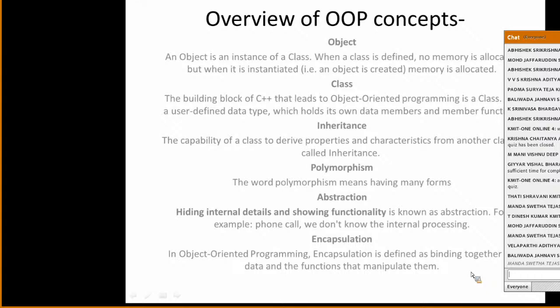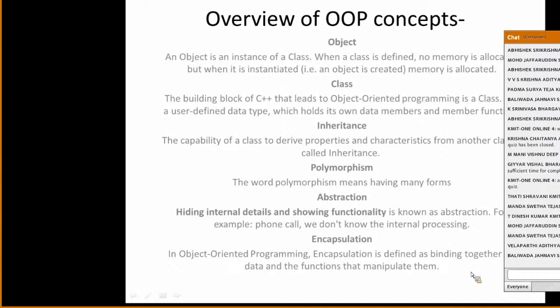Right. So I'm just going with the overview of OOPS concepts. You have already learned what an object is, what a class is, inheritance, polymorphism, abstraction, and encapsulation. So we'll be using mostly all of these concepts in the programming we'll be doing in the future. To go with brief, I'll start with a class.